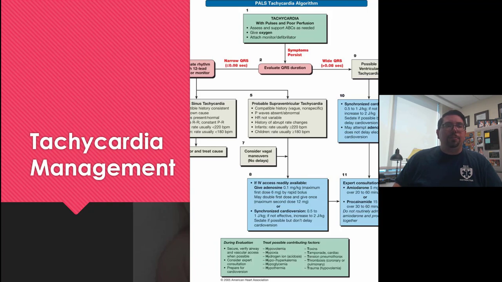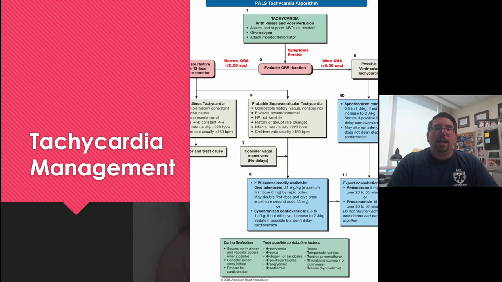If we're noticing that it's narrow complex and they're stable, after vagal maneuvers, we can go ahead and move on into our medications of adenosine or synchronized cardioversion. Adenosine dose should be 0.1 milligrams per kilogram to a max first dose of 6 milligrams, and then we can give one additional dose as necessary, typically maxing out that second dose at 12 milligrams. Again, it should be a weight-based medication. Again, infants' rate is usually greater than 220, children usually a rate greater than 180 beats per minute.